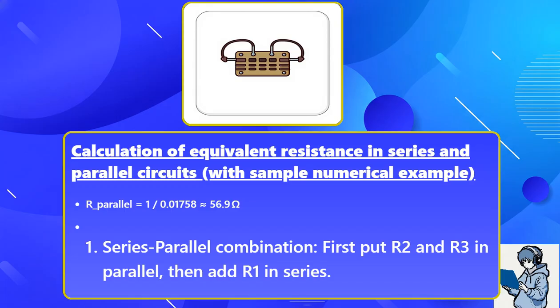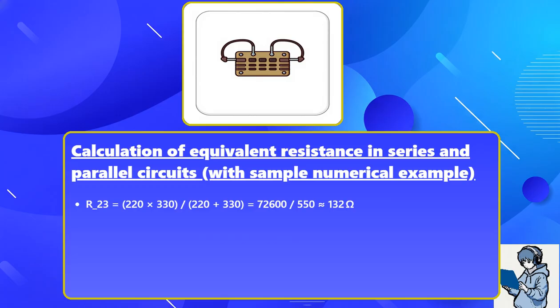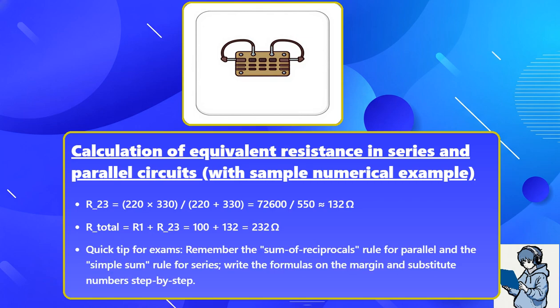First put R2 and R3 in parallel, then add R1 in series. R23 equals 220 times 330 divided by the sum of 220 and 330, which is 72,600 over 550, approximately 132 ohms. R total equals R1 plus R23, which is 100 plus 132 equals 232 ohms. Quick tip for exams: remember the sum of reciprocals rule for parallel and the simple sum rule for series. Write the formulas on the margin and substitute numbers step by step.